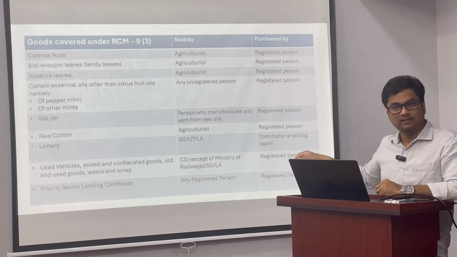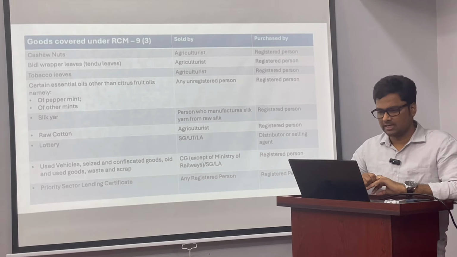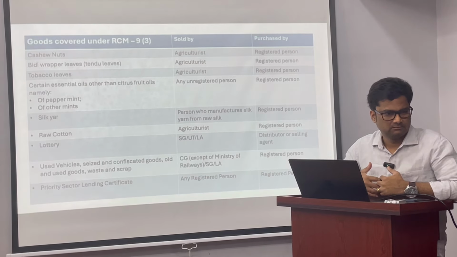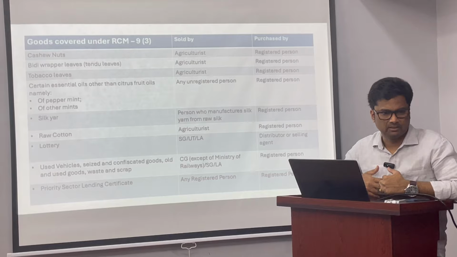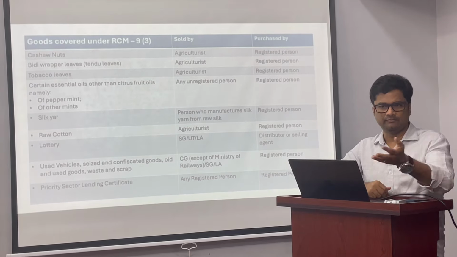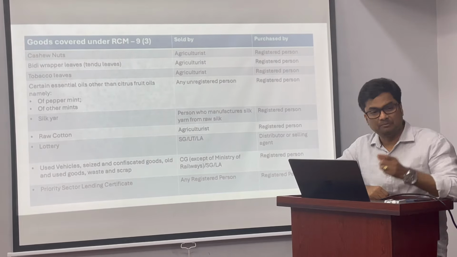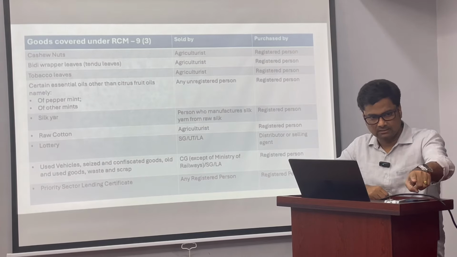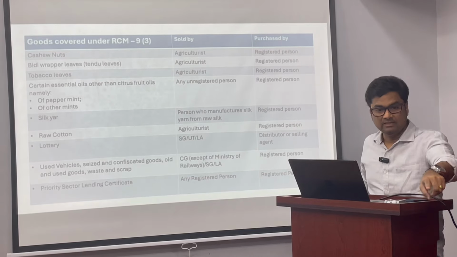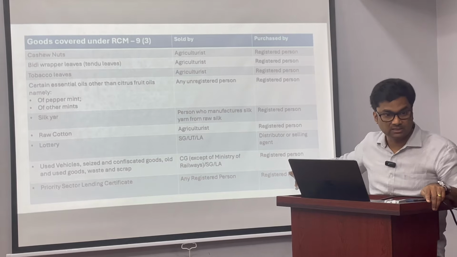Registered person. Then the registered person has to pay tax under reverse charge mechanism. See, once the goods are seized, they will go for auction. You know auction? Okay, they'll put everything under auction. The people who have come for auction can participate in it and buy it. If that buyer is unregistered, this notification is not applicable. If that buyer is registered, this notification is applicable. Reverse charge mechanism is applicable.